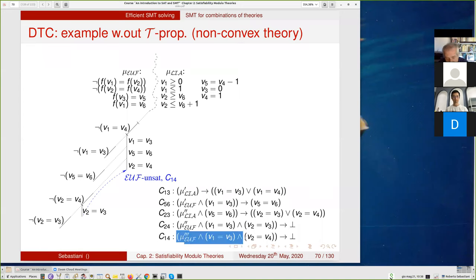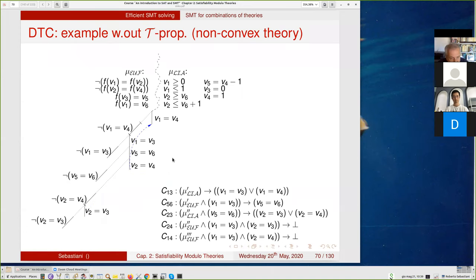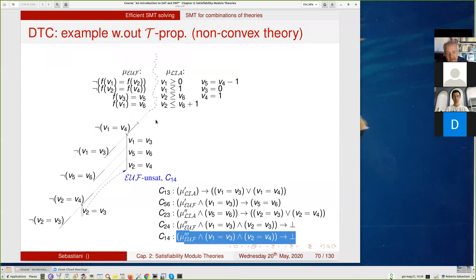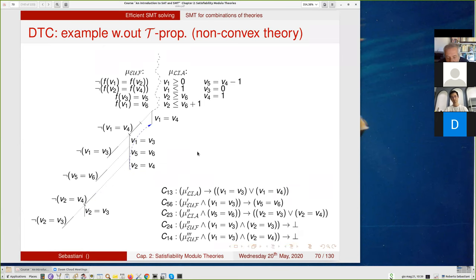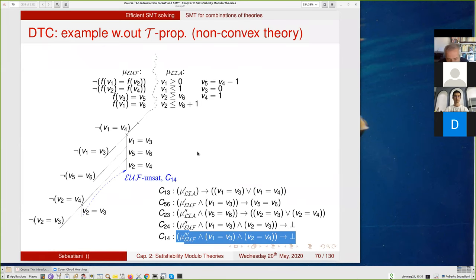So you learn this clause here, which forces you to impose that V2 equals V4. But if you impose that V2 equals V4, so that is V2 equals 1, okay, then this causes an inconsistency at the LII level. Why is that? Because you have seen that V6 is 0. V2 equals V4. Why is this inconsistent?